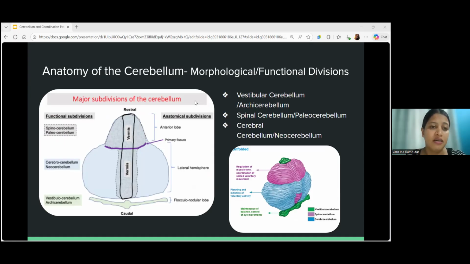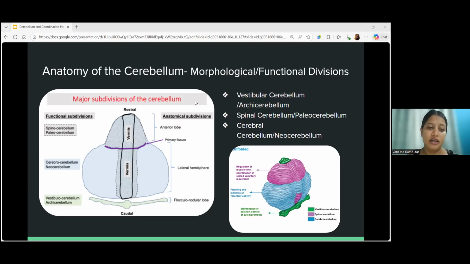The vestibular cerebellum is described as the oldest part of the cerebellum. It consists of the flocculonodular lobe and the lingula. Its connections are chiefly vestibular, receiving and sending information from the vestibular nuclei and the visual cortex. It is involved in the control of balance and ocular reflexes.